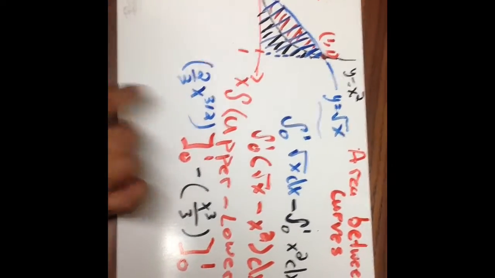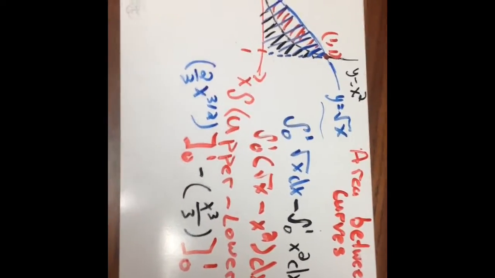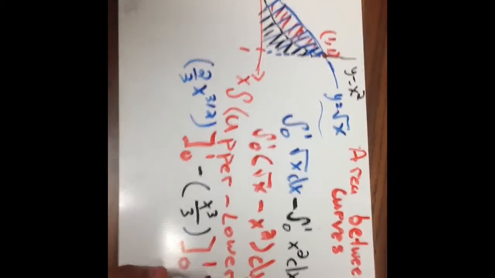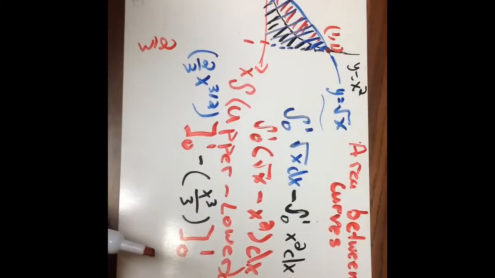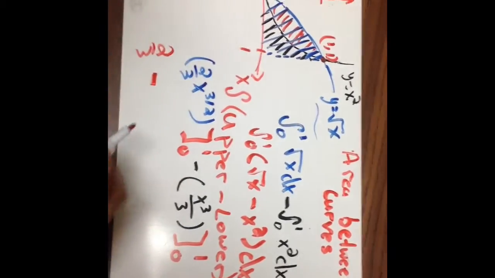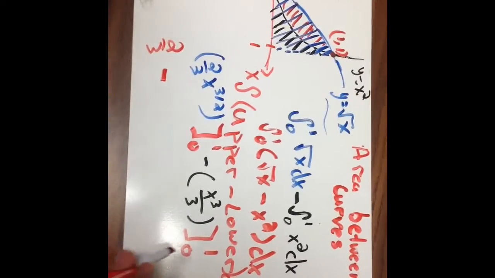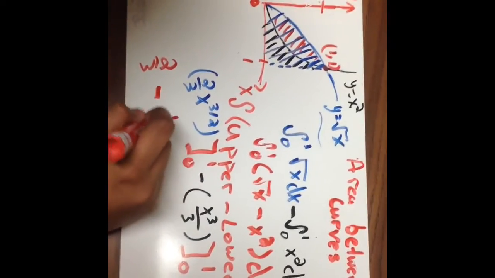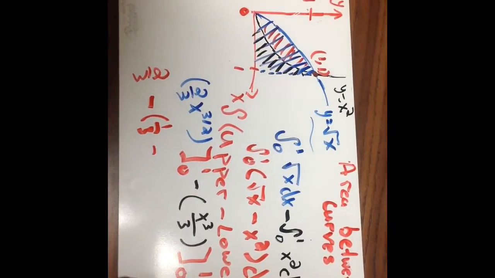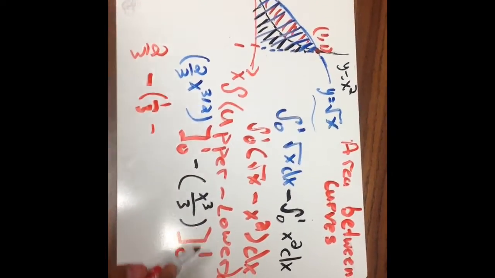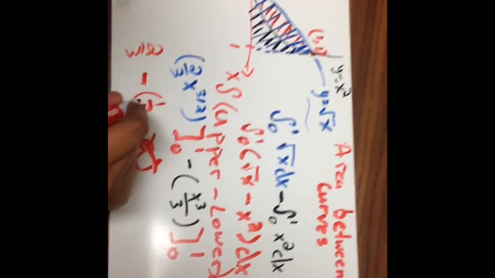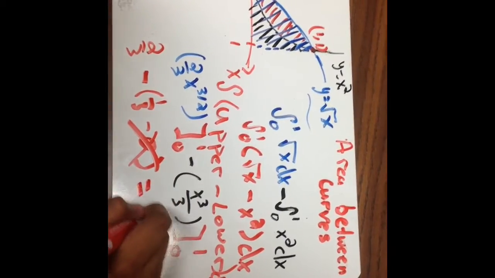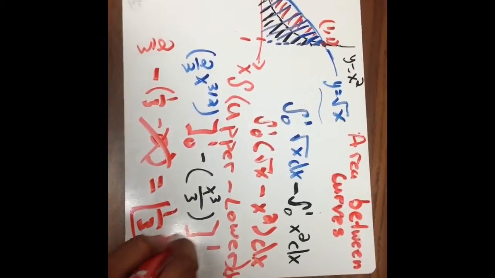So if we evaluate x to the 3/2 times 2/3 at 1, it would just be 2/3. And evaluated at 0 would be 0, because 0 to anything is 0. Minus x cubed over 3 evaluated at 1, which would be 1/3, minus x cubed over 3 evaluated at 0, which would be 0. So that would just cancel, and it would be 2/3 minus 1/3, and that would equal 1/3. And that is the area between the two curves.